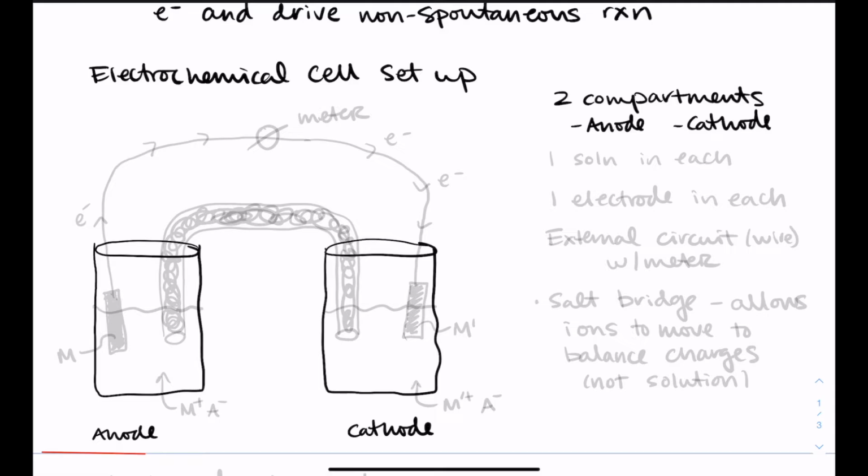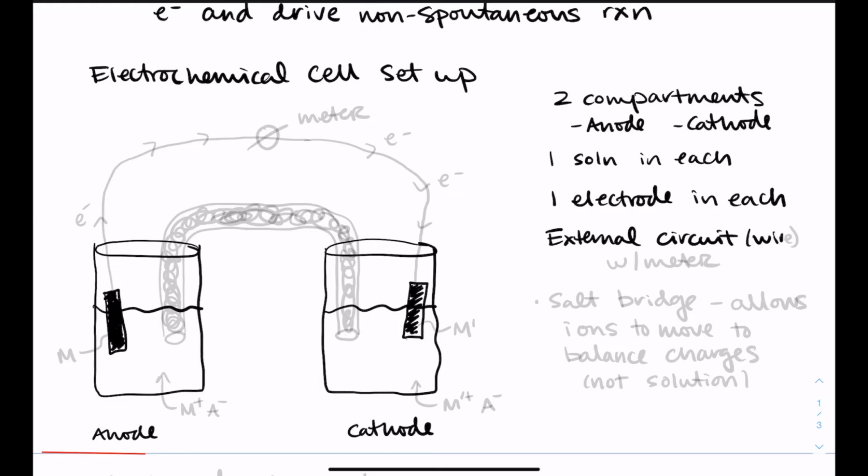Each compartment has a solution in it, and each solution has an electrode in it. So in the solution, we'll have, for example, some dissolved ionic compound, so some metal cation with some generic anion. And then the electrode is a piece of metal. I've got generic versions, so I've got M prime as my other metal and M prime plus as my other metal cation. Then those electrodes, those pieces of metal, are connected with a wire. We usually put a meter in there so that we can measure volts or amps.